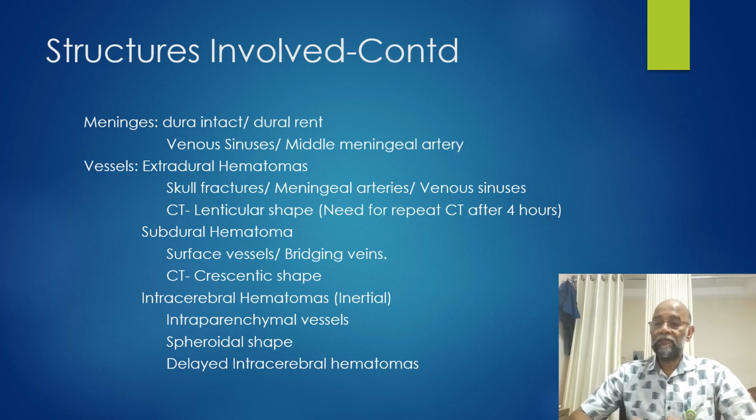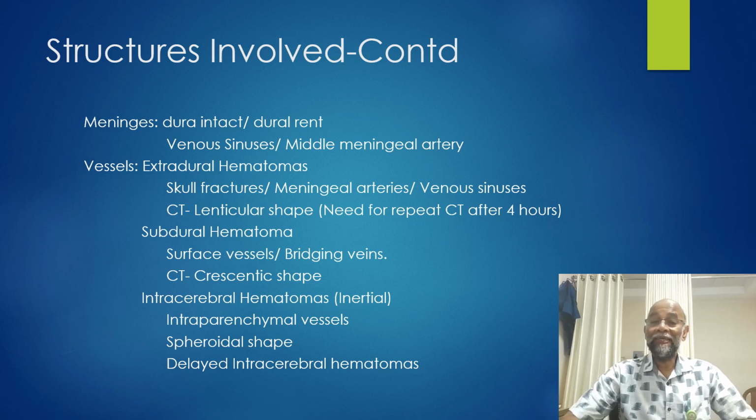Continuing with the structures which are involved in a head injury, let us look at the meninges. If the dura is intact, there is no meningeal injury. If there is a dural rent, it might be associated with an injury to the venous sinuses. Temporal region, you can have a middle meningeal artery injury even without a dural rent. Vessels are involved producing hematomas.